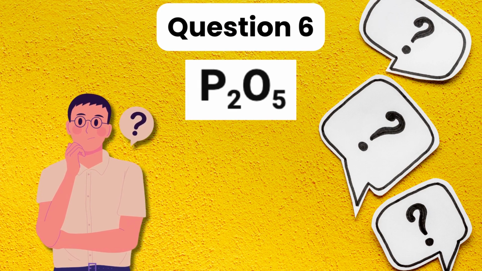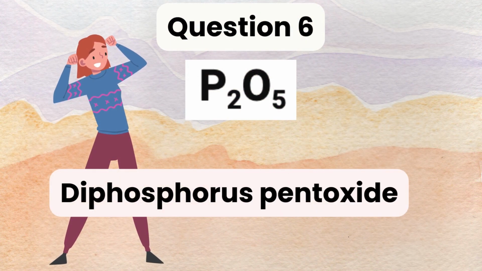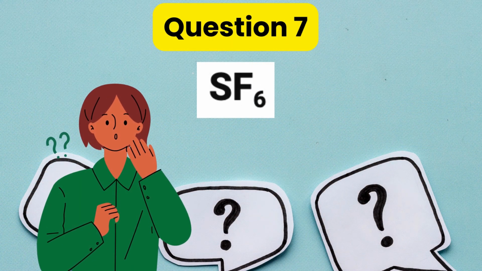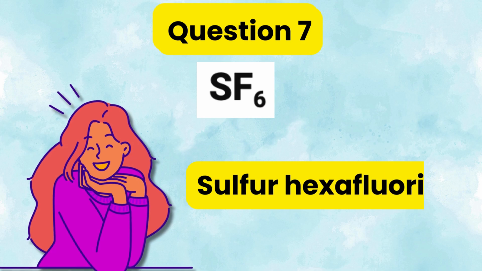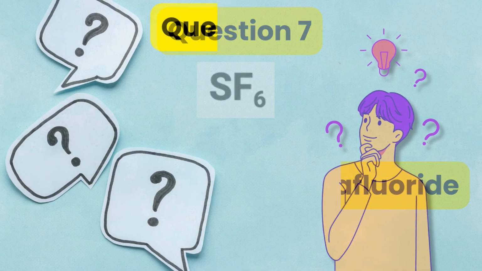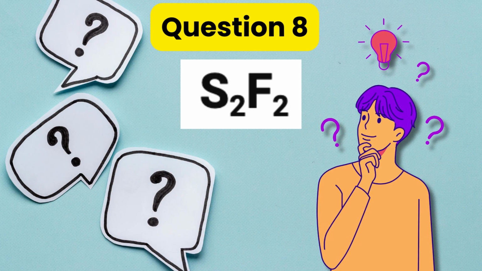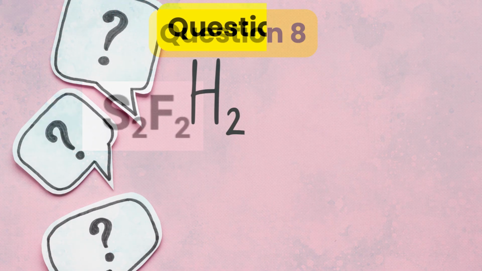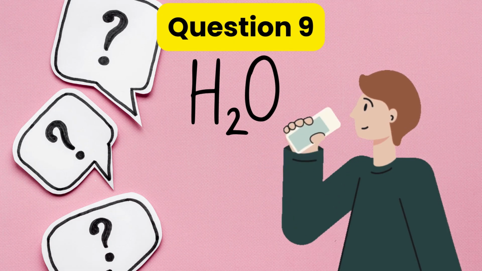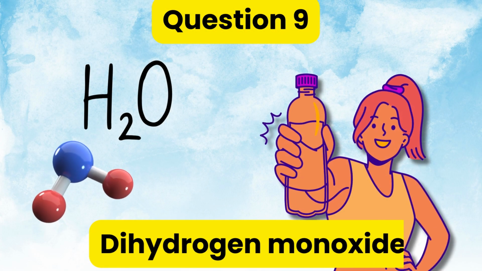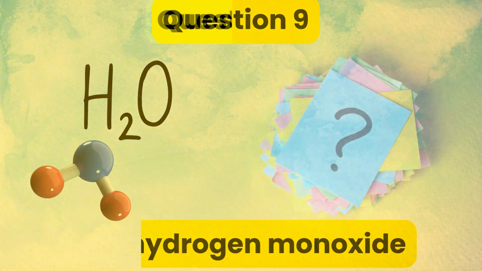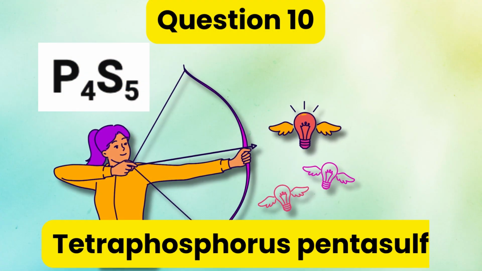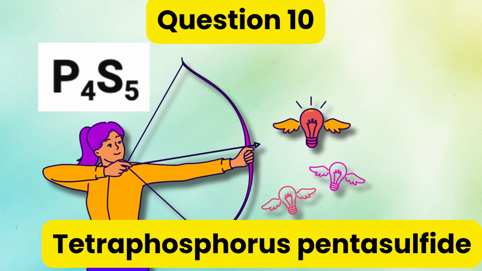6. P2O5, diphosphorus pentoxide. 7. SF6, sulfur hexafluoride. 8. S2F2, disulfur difluoride. 9. H2O, dihydrogen monoxide. 10. P4S5, tetraphosphorus pentasulfide. There you have it.